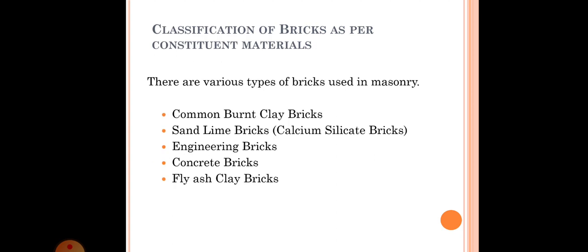So coming to the next type of classification of bricks, that is based on the constituent materials. Based on the constituent materials, they are classified as common burnt clay bricks, sand lime bricks, engineering bricks, concrete bricks and fly ash clay bricks. Common burnt clay bricks are formed by pressing in the molds, and these bricks are then dried and burnt in a kiln. They are used in general works with no special attractive appearance.